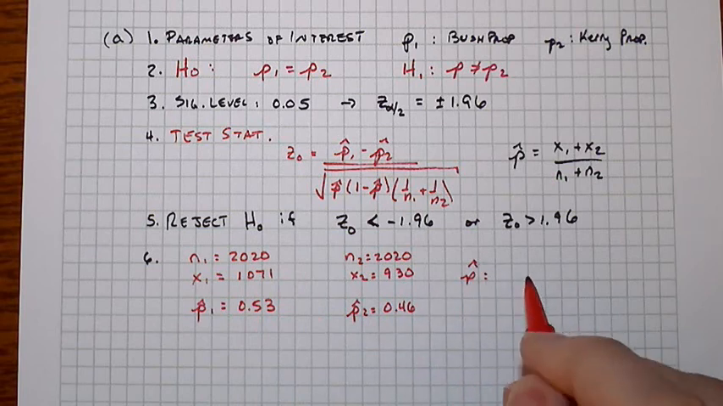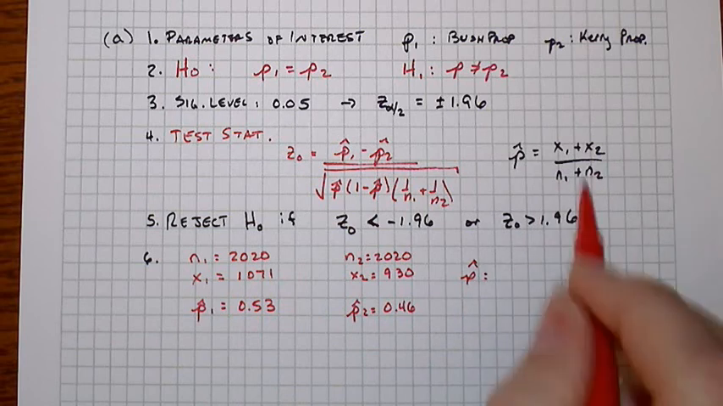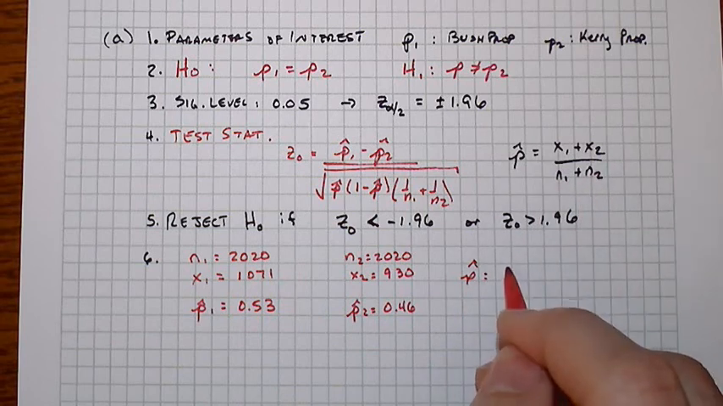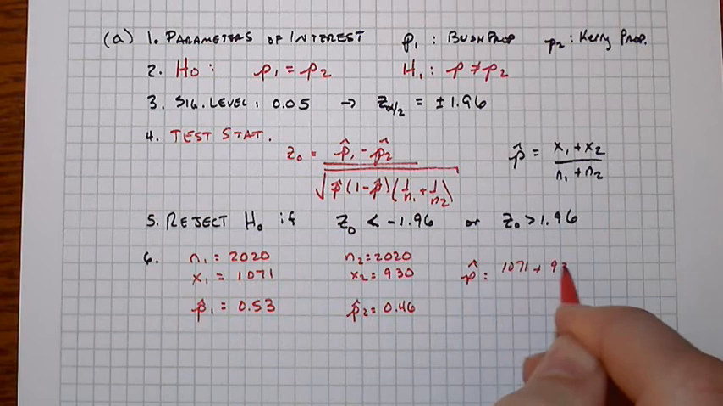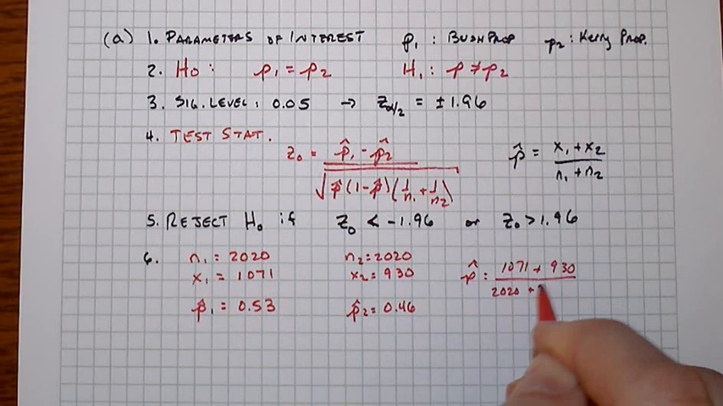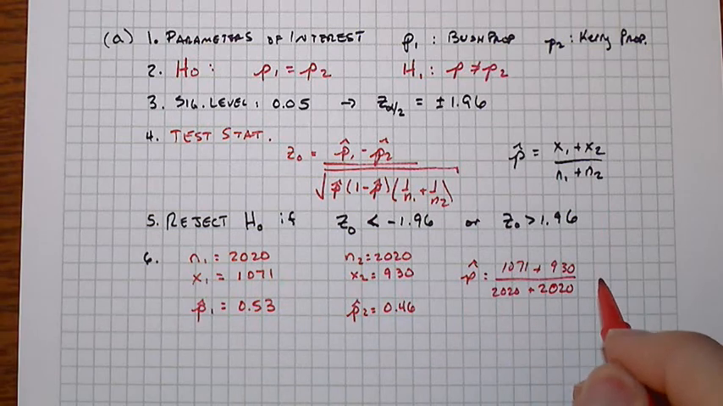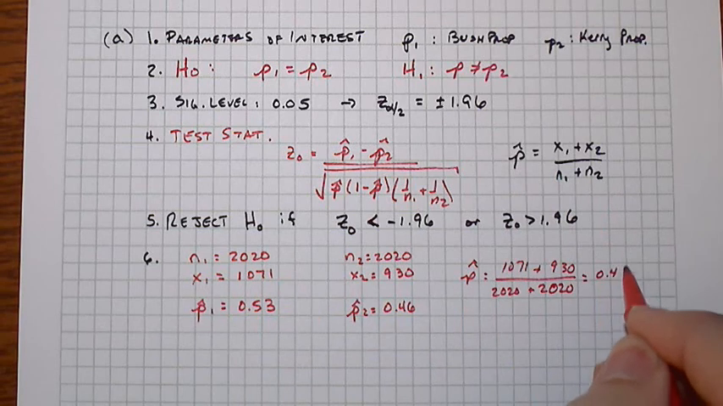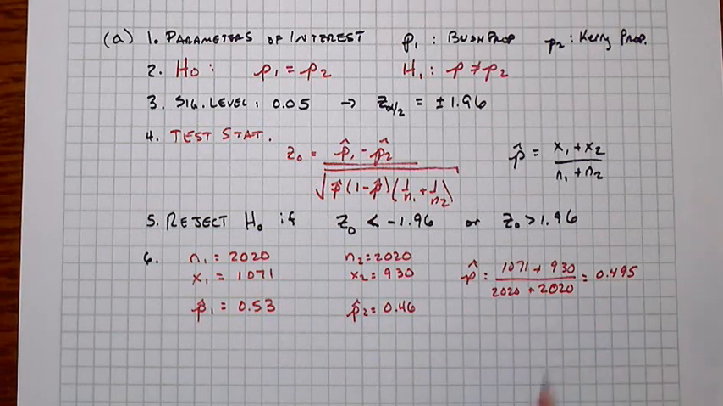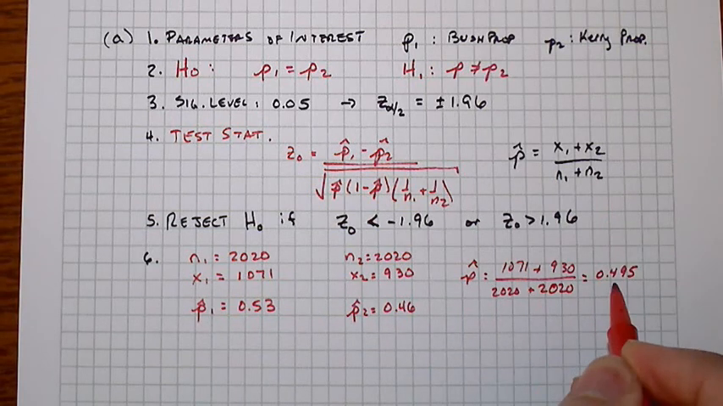Right, so our p hat, our pooled estimator, not sub 1 or sub 2, but the pooled, is going to be the sum of these two, 1071 plus 930 over 2020 plus 2020. Again, it illustrates that we're treating this 2020 set of respondents sort of twice. And we're really, in this approach, ending up with an average between those two pools of respondents. So 0.495 tells us that nearly all of the population, 99%, voted for one of the two candidates.